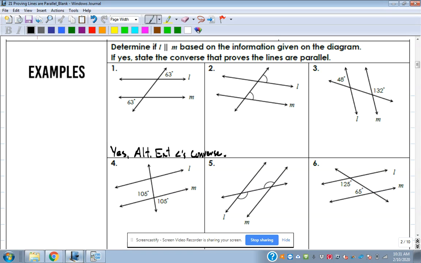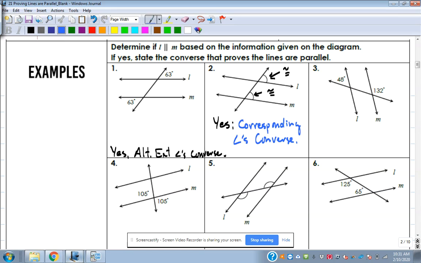Number two, what do we know about those two angles? They're corresponding, and what does that mark on there mean? They're congruent. That's what the notation on that picture is saying: these two angles are congruent to one another. That symbol means those two angles that have that single arc mark are congruent to one another. And so these would be parallel by the corresponding angles converse.